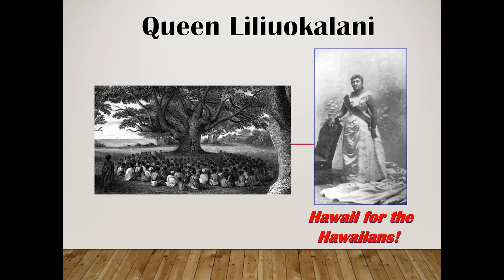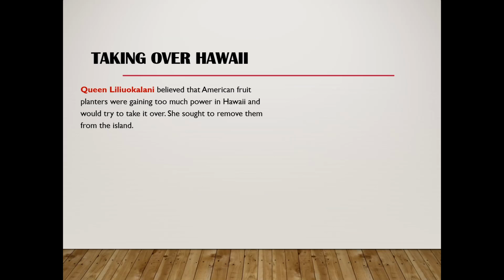And she was also concerned that Christianity was being spread to all of her people through missionaries, further Americanizing her country of Hawaii. So she's actually going to try to remove those fruit planters that are acquiring so much political and economic power in Hawaii, because she feared that they would try to take over the country from her. And she was right. So American fruit planters, which were very powerful at this point, banded together and actually overthrew Queen Liliuokalani. And they made this guy, Sanford Dole, the president of Hawaii.